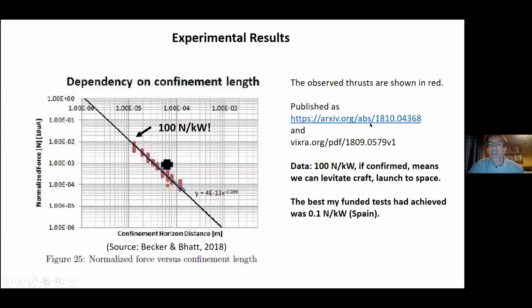Okay, so these results are published on the arXiv here and on viXra as well.